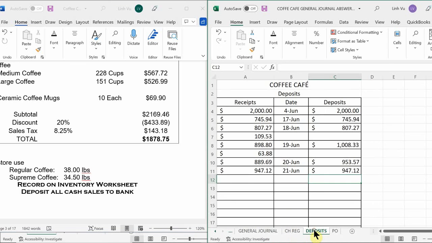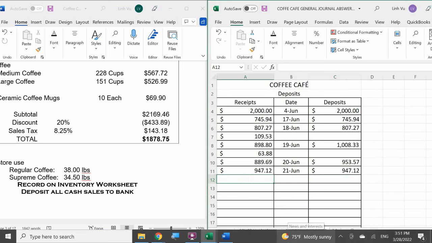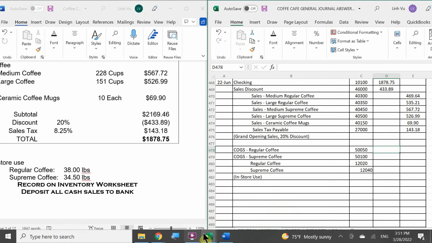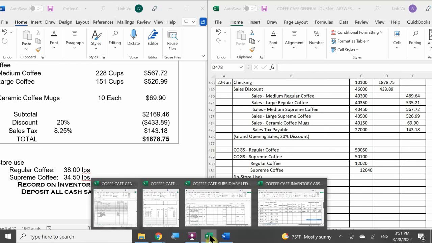Okay, so in this case, how much money did you deposit? I want you to deposit everything. Okay, so that means now you actually have that money in your actual checking account. So in this case, I used 38 pounds of regular coffee and 34 and a half pounds of supreme coffee. So let's go ahead and update our inventory. So I use 38 and 34 and a half. Okay.